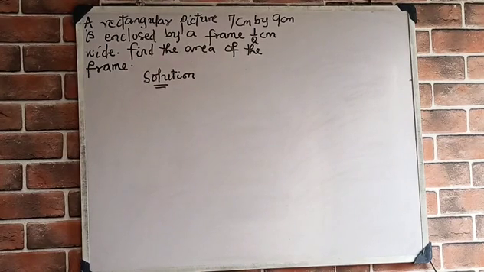Here we have another question. A rectangular picture 7 cm by 9 cm is enclosed by a frame half cm wide. Find the area of the frame.